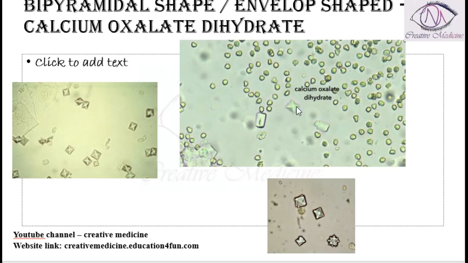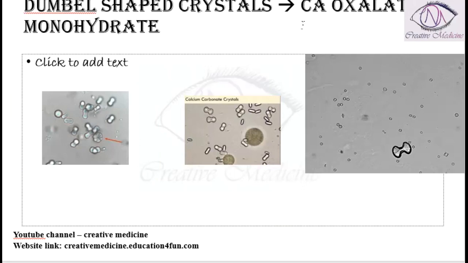See this one. This is an envelope shaped crystal which is actually calcium oxalate dihydrate. Even this is an envelope shaped crystal which is seen in calcium oxalate dihydrate. Then, in calcium oxalate monohydrate, we see dumbbell shaped crystals. So, these are the dumbbell shaped crystals in calcium oxalate monohydrate.